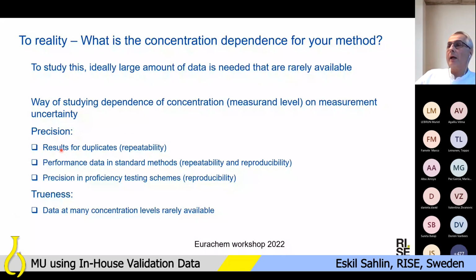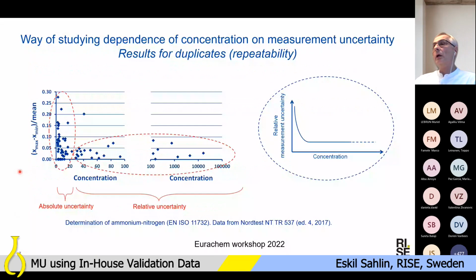And I'm going to give a few examples of these three here, what it can look like. And we start with the first one here. Here we look at results for duplicates. So it's repeatability we're talking about. And this example is from determination of ammonium nitrogen using a spectrophotometric technique.